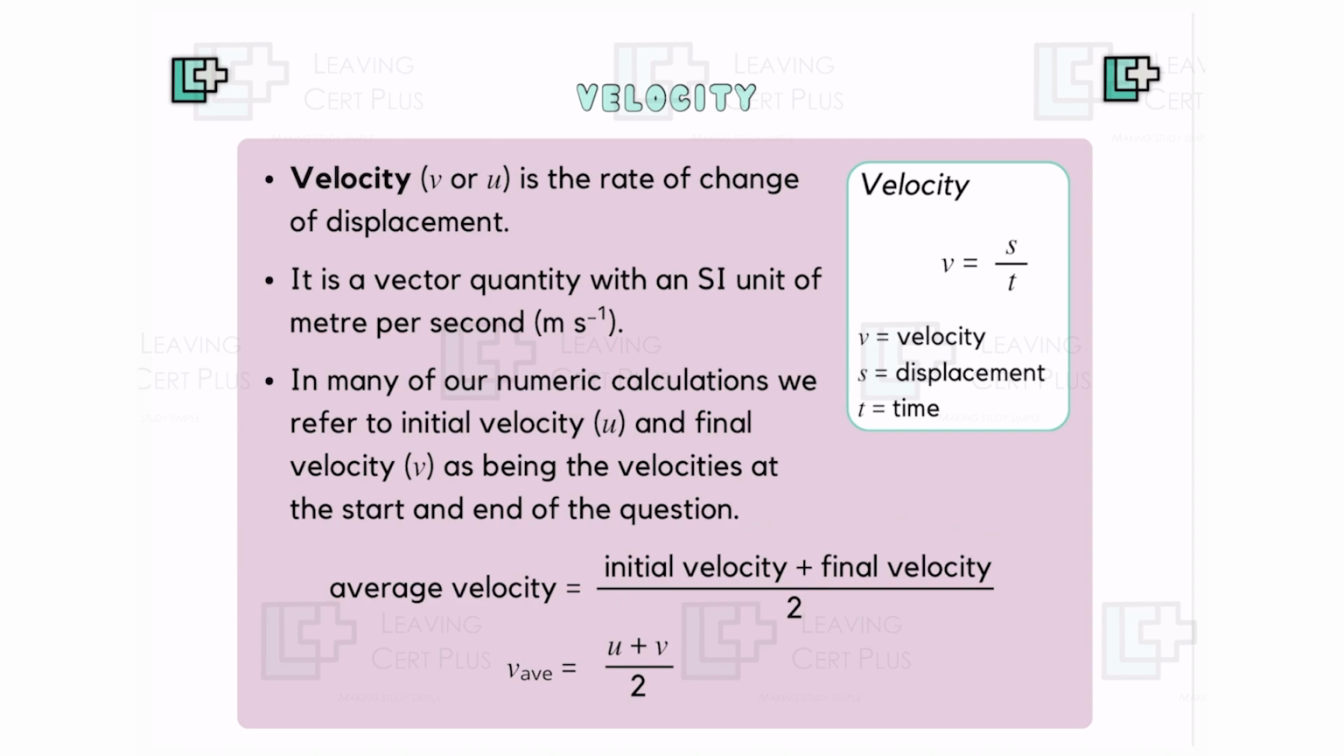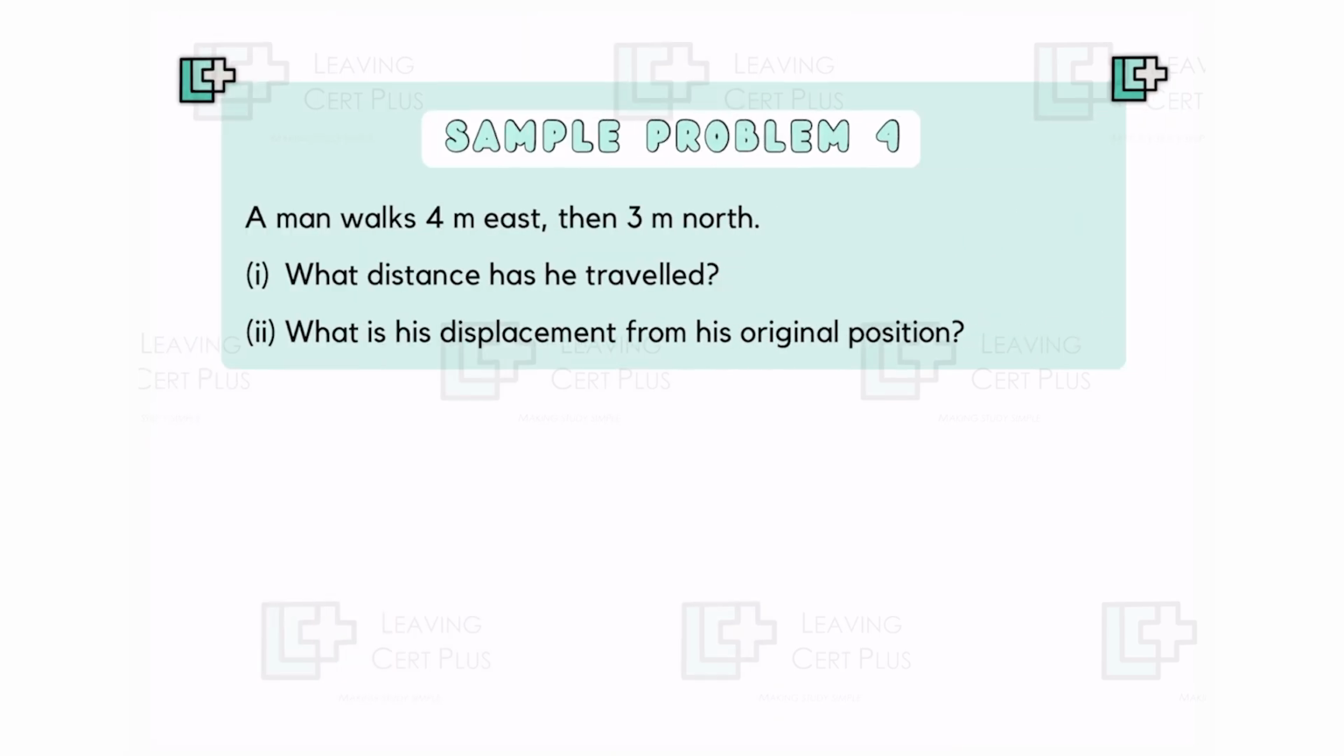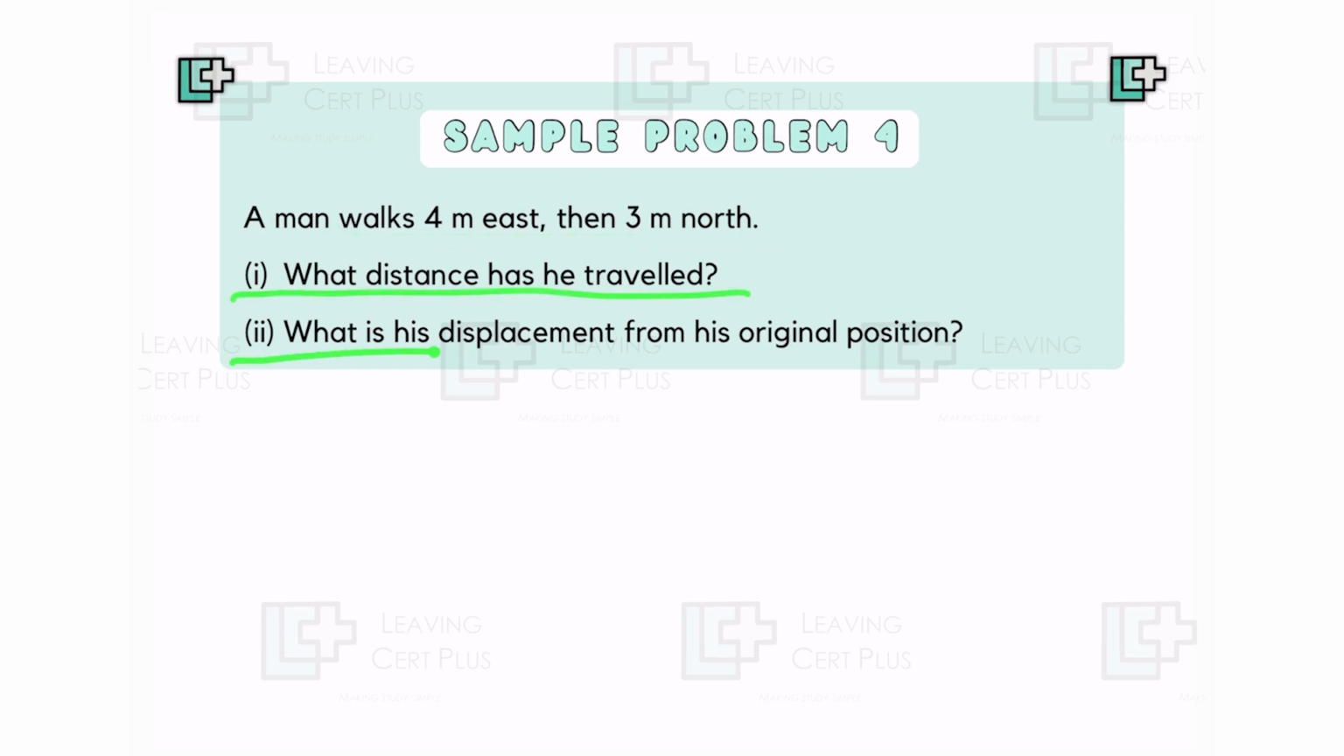Okay, so let's see how it applies to a problem. First, we have a man who walks 4 meters east and then 3 meters north. We have to find the distance he traveled, and then we have to find the displacement he traveled from his original position. So now, pause the video, and I will provide the solution in just a second.